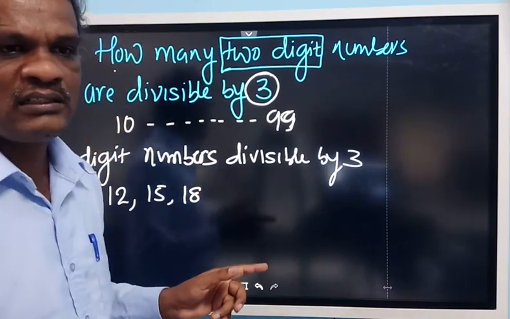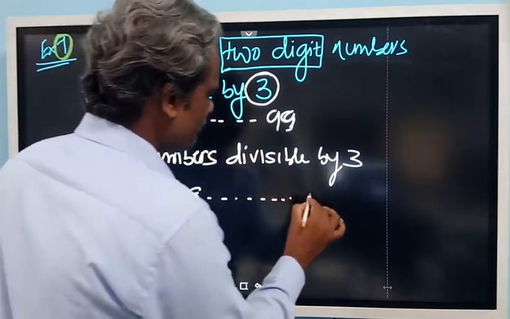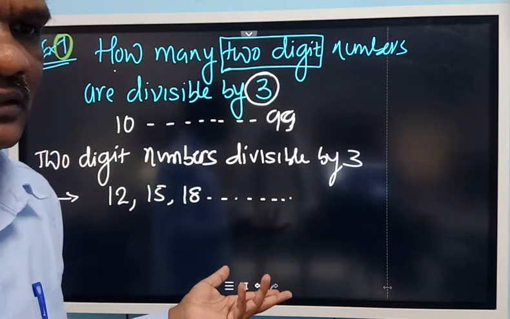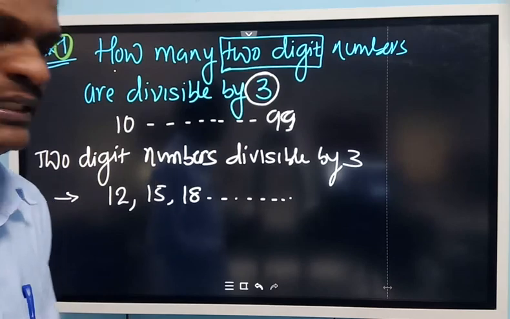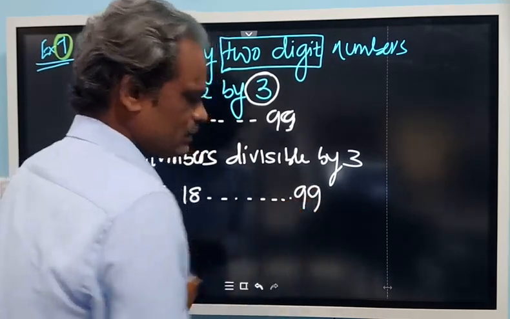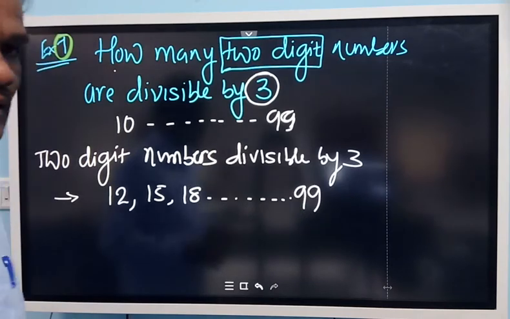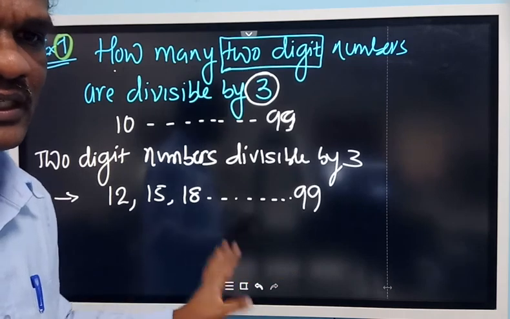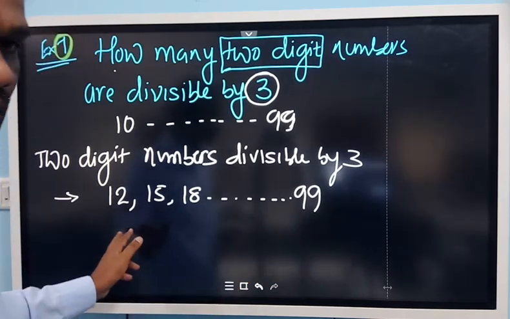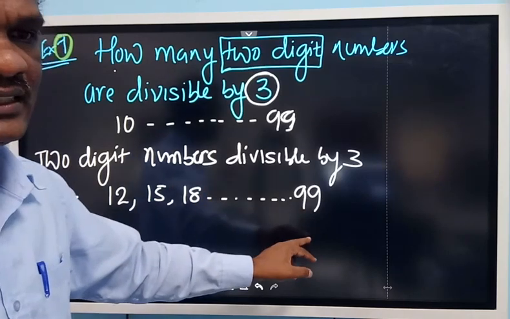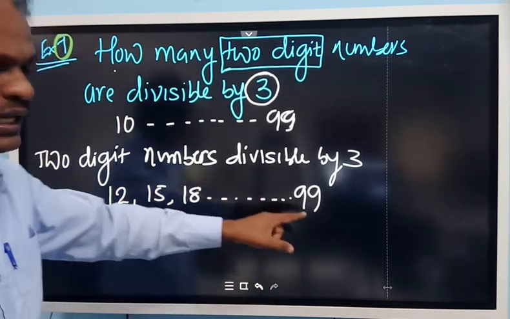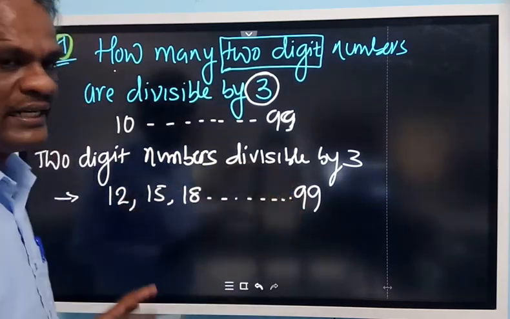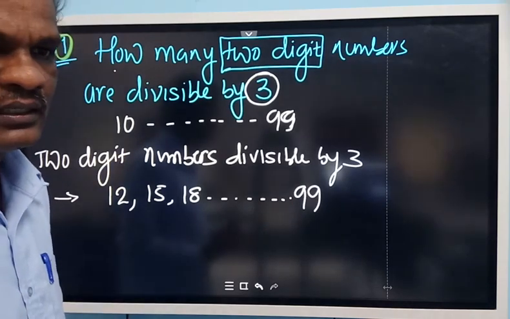Using this divisibility rule, let us see the last number. 99. 9 plus 9, 18. 18 is divisible by 3. Therefore 99 must be divisible by 3. So the last number that is divisible by 3 is 99. The first and smallest number divisible by 3 is 12. So it starts from 12, ends at 99. You have the first term and also the last term. But how many numbers are there between 12 and 99, including 12 and 99? That we need to find out.